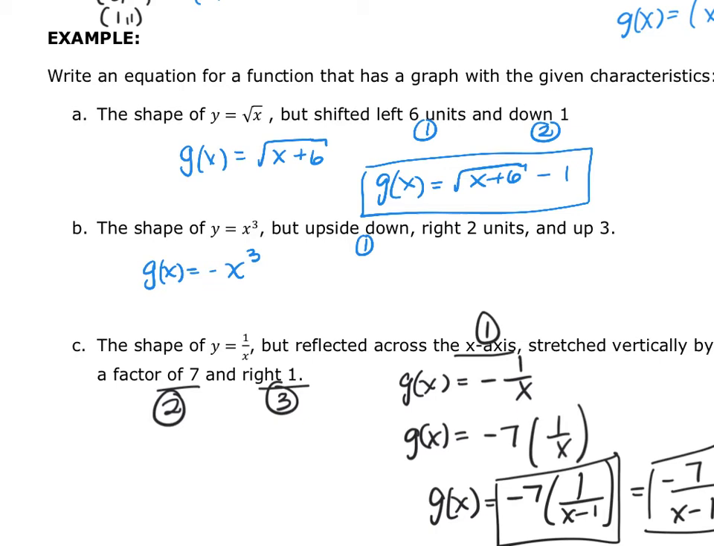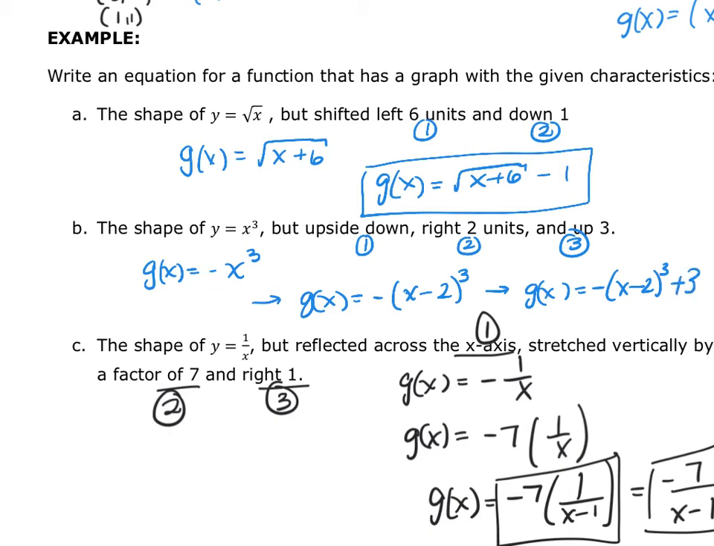So that is multiplying by a negative in front. Now I want to make sure I go right 2. So then that becomes g of x is equal to negative, going right means I have x minus 2, the quantity cube. And then the last thing I want to do is go up 3. So this is g of x is equal to negative x minus 2 cubed plus 3. How was that?